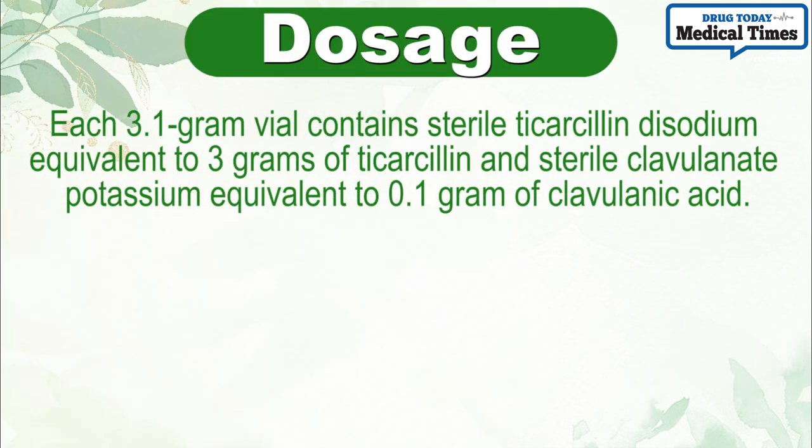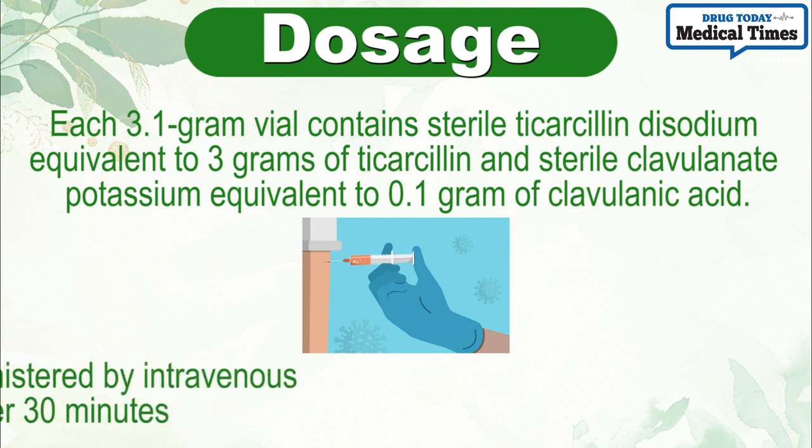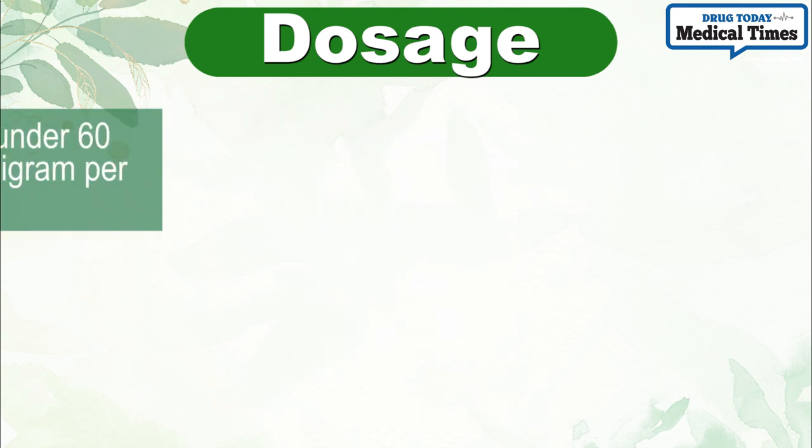Dosage: each 3.1 gram vial contains sterile ticarcillin disodium equivalent to 3 grams of ticarcillin and sterile clavulanate potassium equivalent to 0.1 gram of clavulanic acid. Antibiotic should be administered by intravenous infusion spread over 30 minutes.